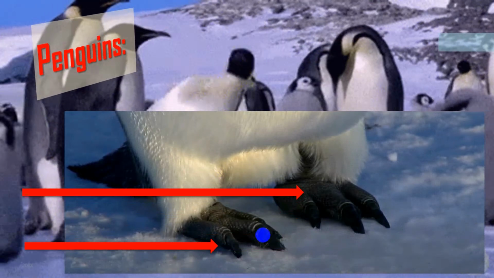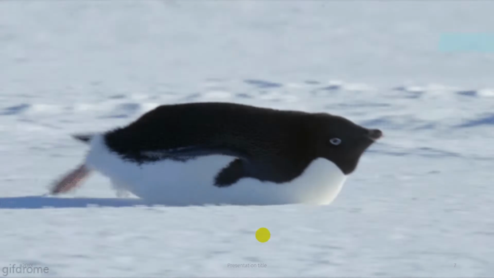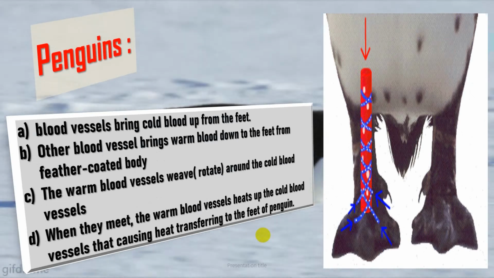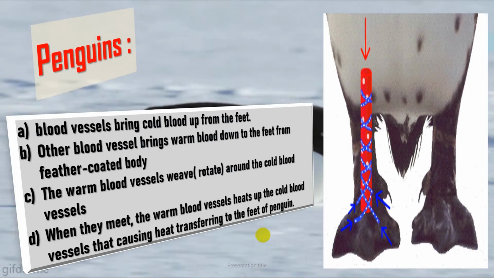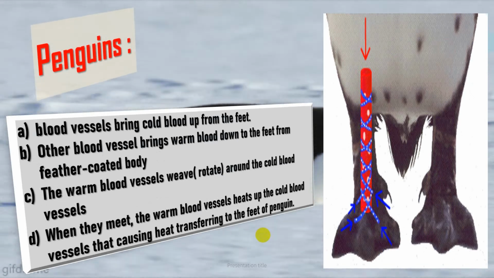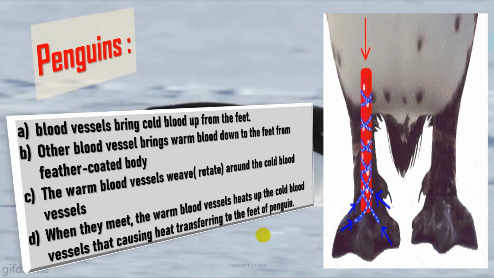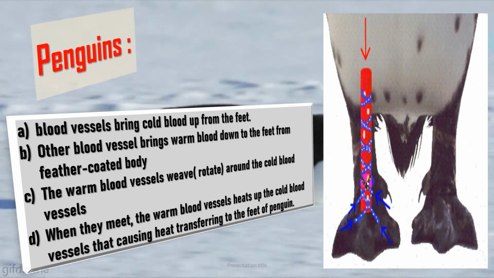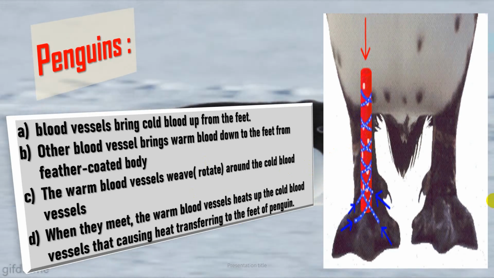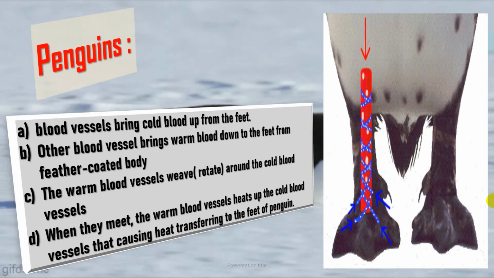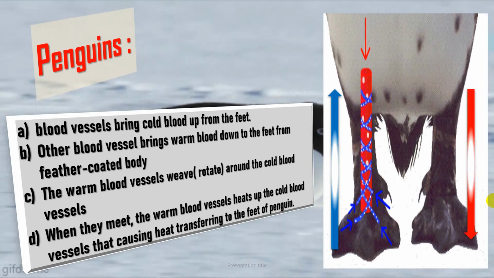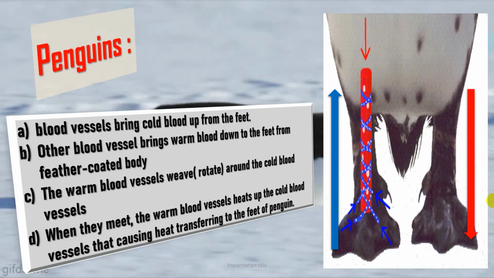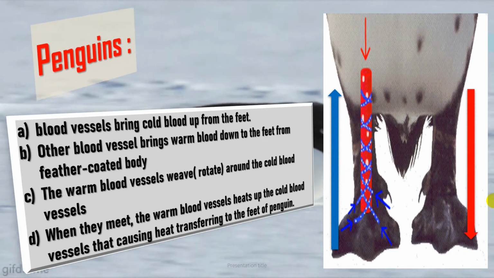But you know what? They actually have something called blood vessels. If we look carefully at penguins' feet, we can see two types of blood vessels. One blood vessel brings cold blood up from the feet, and the other brings warm blood down to the feet from the feathers-coated body. The warm blood vessels wrap around the cold blood vessel, as we can see in this picture. When they meet, the warm blood heats up the cold blood. So the blood going to the body is cold blood, and the blood going down is warm blood, to keep these toes warm.